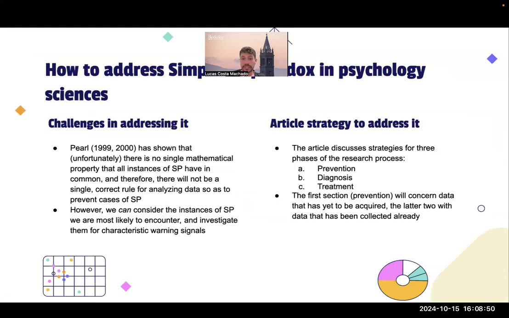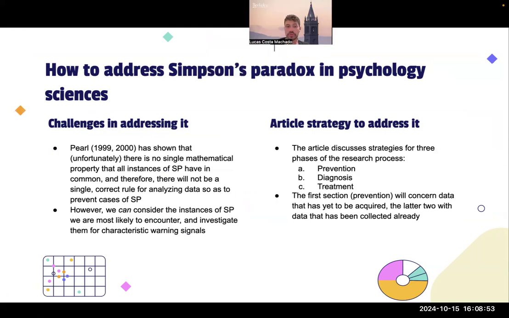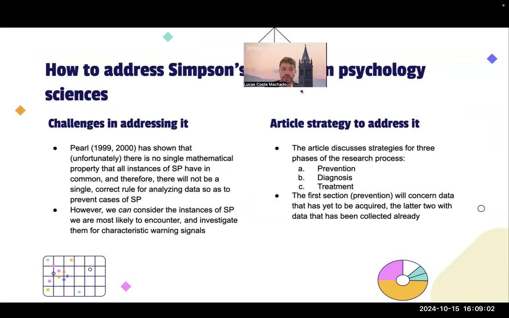Following here, it's very interesting how the article approaches addressing Simpson's paradox in psychological science. When discussing how to address it, it talks about the challenges and the strategy itself. About the challenges, the main challenge here is that there is no single mathematical property that all instances of Simpson's paradox have in common. So you don't have a one-size-fits-all solution for this problem, and for that we need to execute different analyses in order to address it.